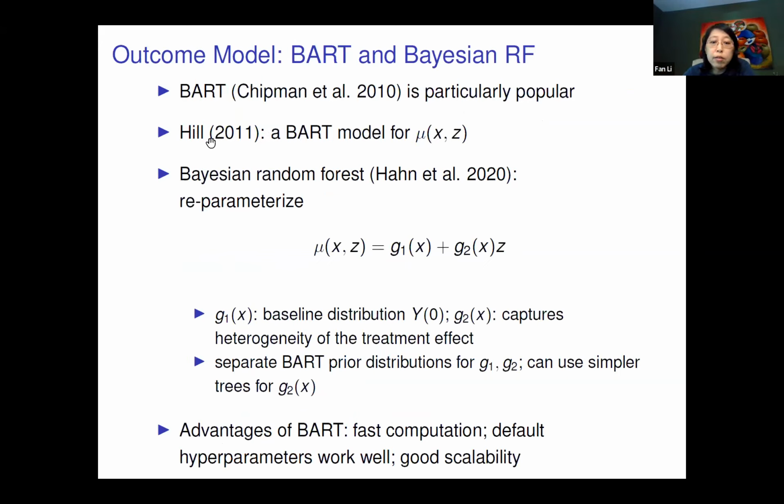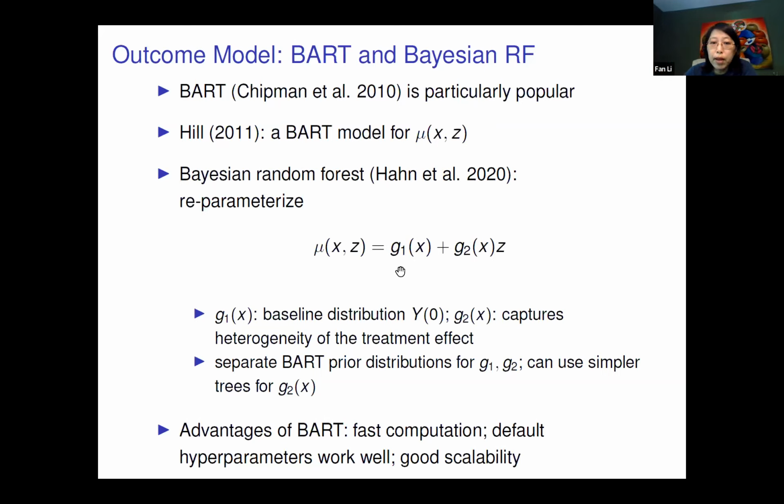So this again has many good advantages, and a very important extension of the BART work for causal inference is the Bayesian causal forest paper by Hahn et al. in 2020. Their key insight is to reparameterize the outcome model into two parts. The first part is essentially viewed as a baseline distribution for Y0. And then you add a part, and this g2 part is essentially your heterogeneous treatment effect.